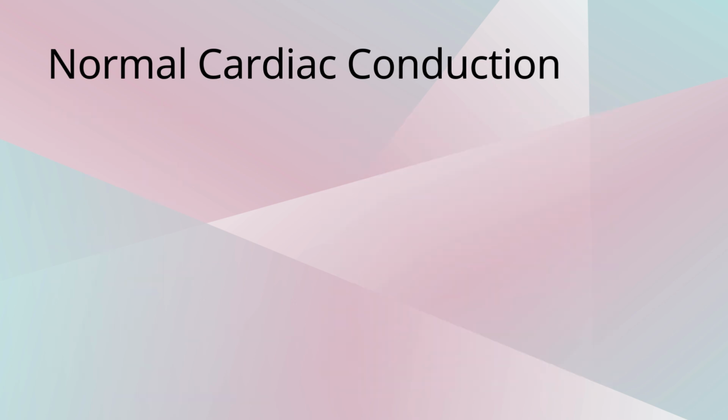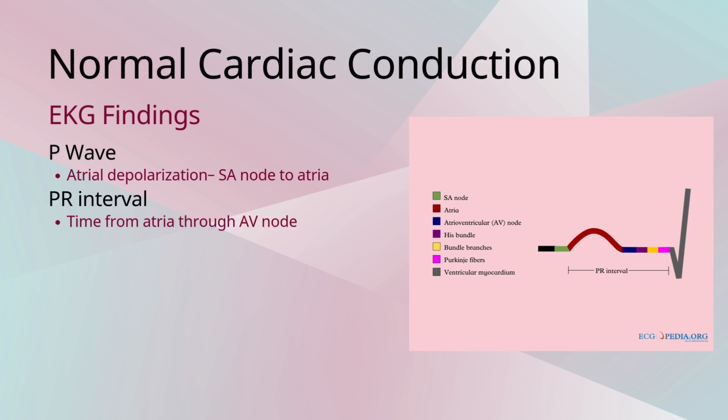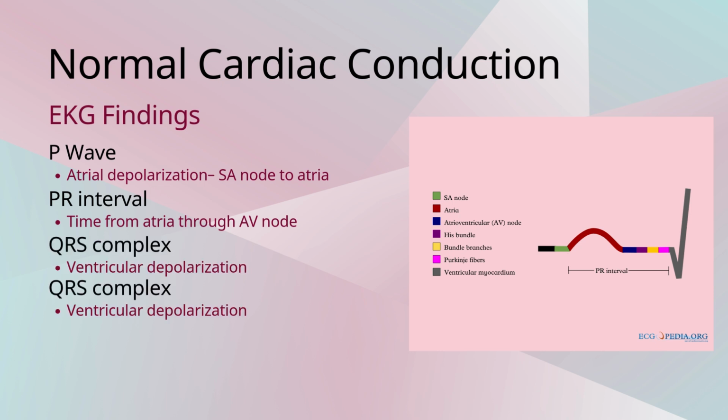Each of these steps correlates with different parts of the EKG. The P wave represents atrial depolarization, SA node to atria. The PR interval is the time during which the impulse travels through the atria and AV node. The QRS complex, as mentioned, is ventricular depolarization where we have rapid conduction through the bundle of His. And then the T wave is ventricular repolarization.